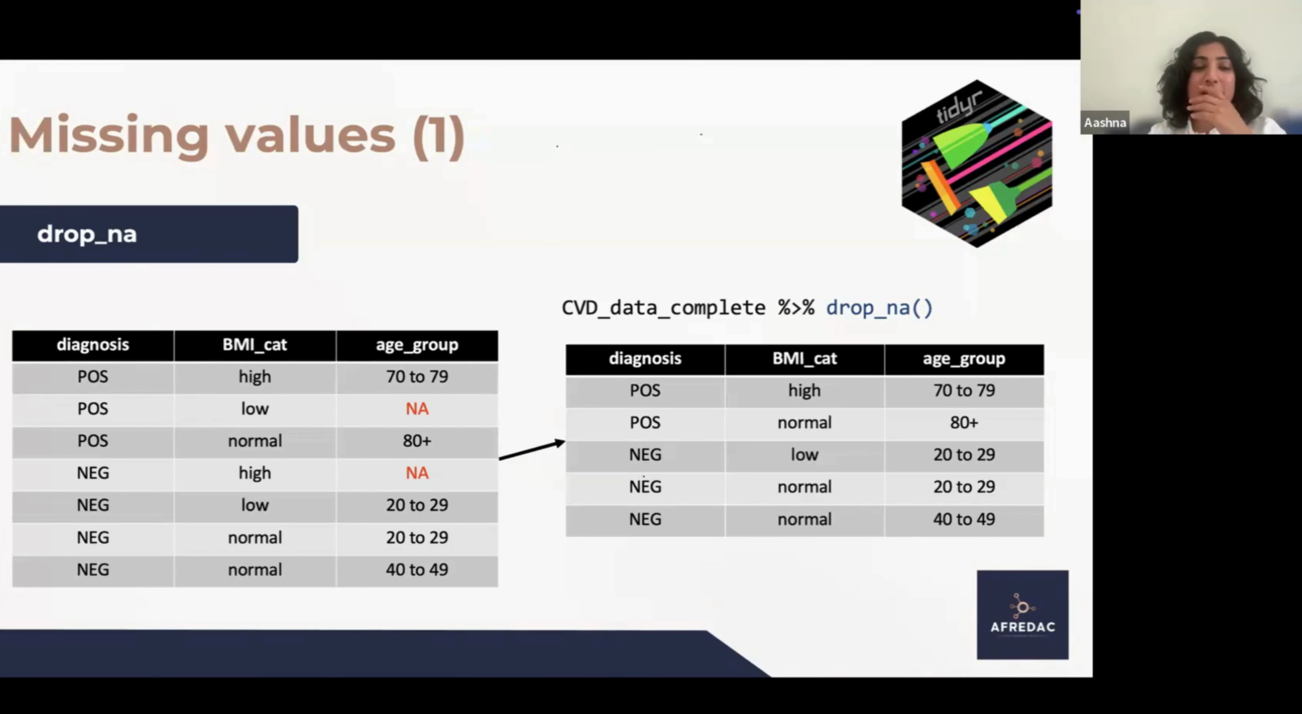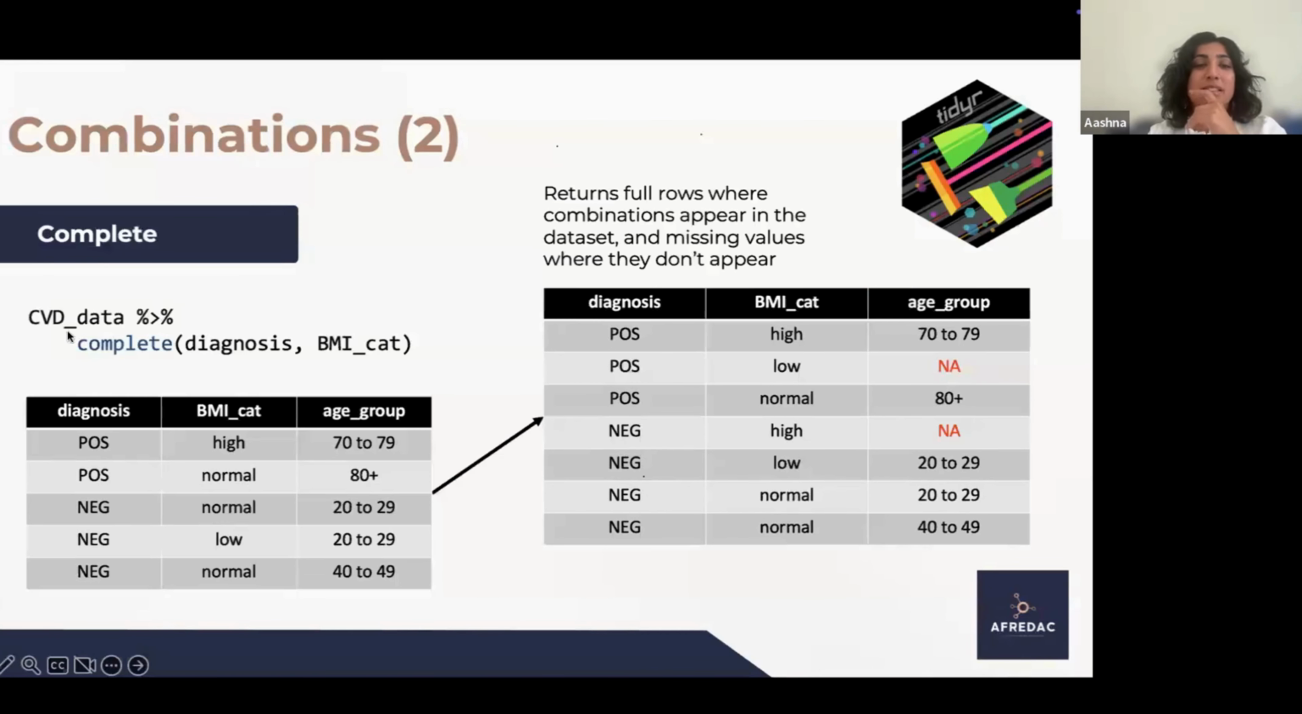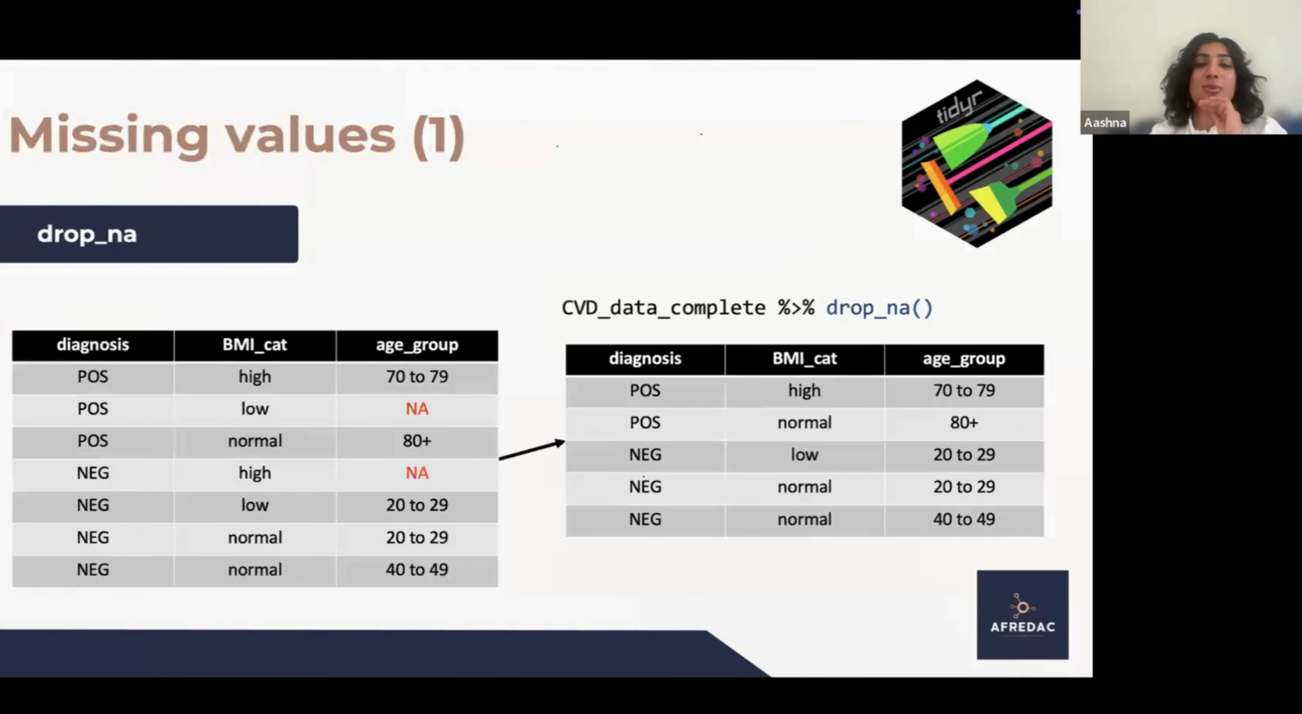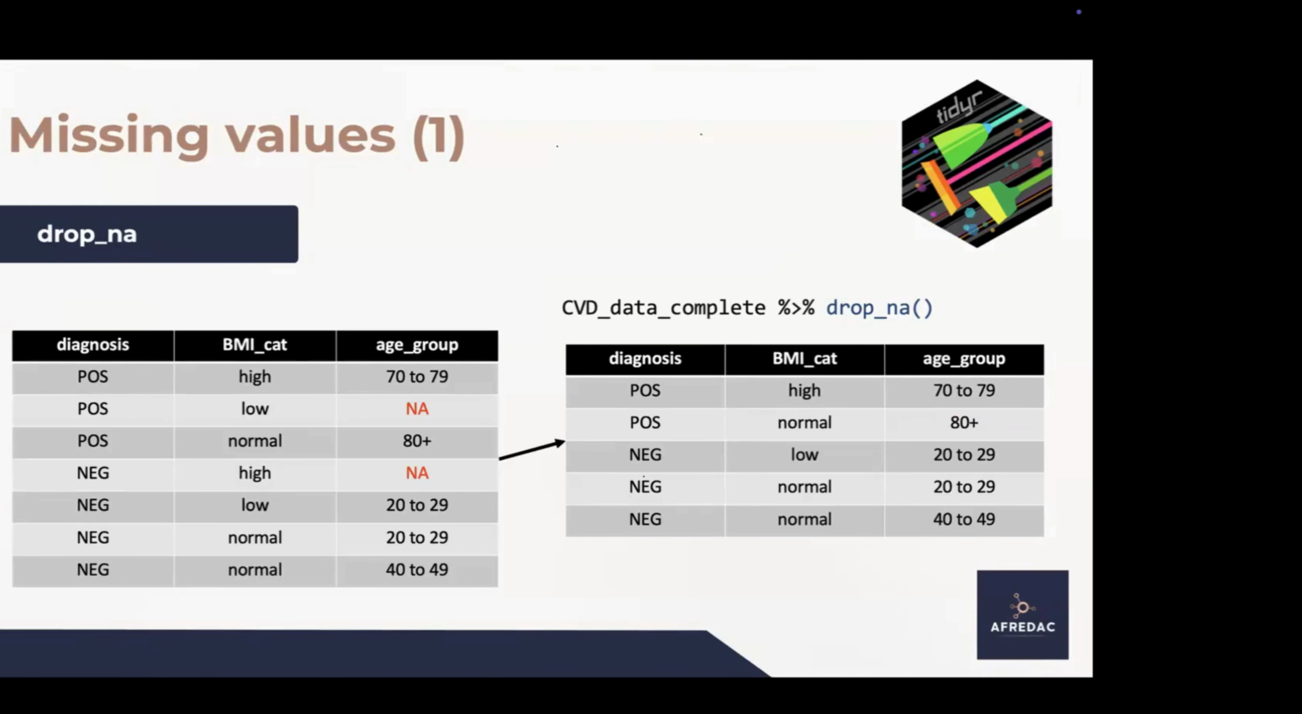Actually, it's a good thing to notice, because this complete function actually introduces new rows. So it introduces rows that don't exist in your data set, right? Because there's no patient with low BMI who had a positive diagnosis, and there's no patient with high BMI with a negative diagnosis. So it introduced two artificial patients in the data set. Then the drop NA allowed us to remove those artificial patients and go back to the original. Yeah. Exactly.